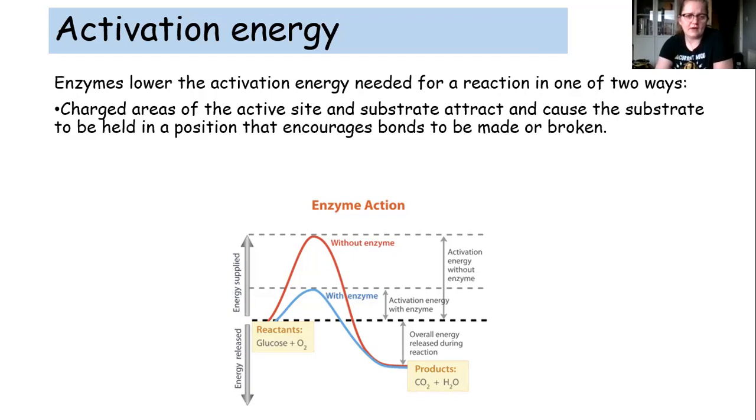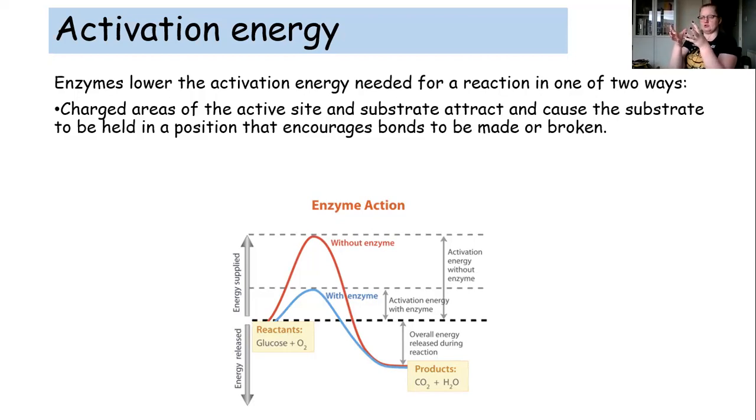So when we're looking at the active sites of an enzyme, the charged areas of that active site and the substrate attract. So again, it's looking at those attraction forces that we've talked about before with bonds. And what can happen is the charged areas of the active site and the substrate attract each other. And what this does is it causes the substrate to be held in a position that encourages bonds to be made or broken.